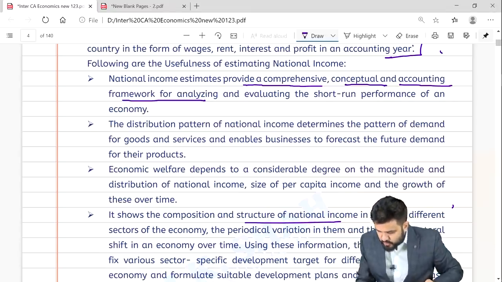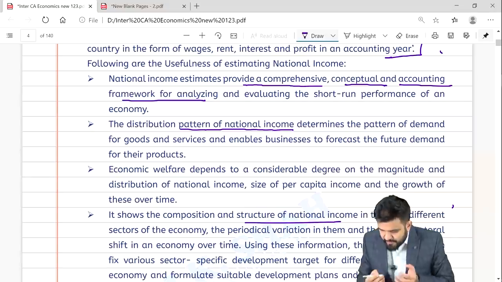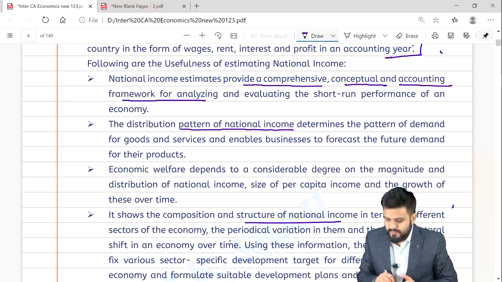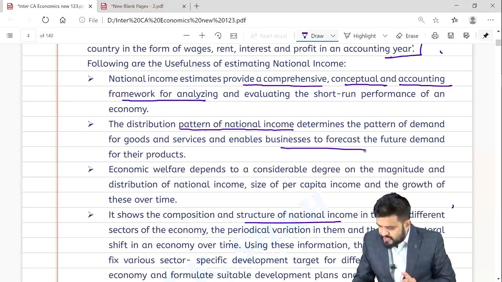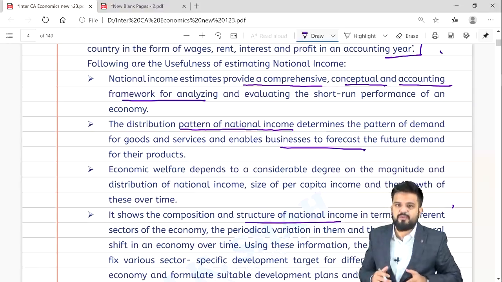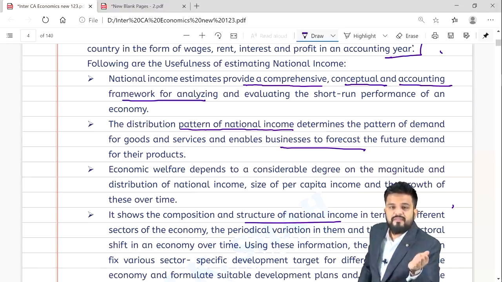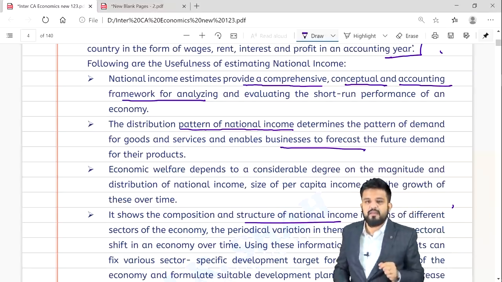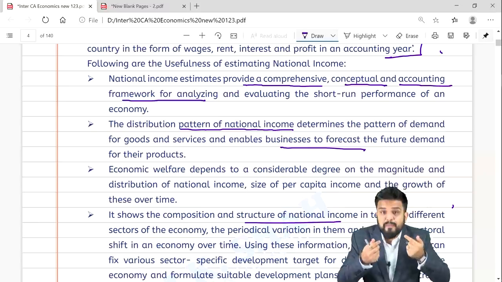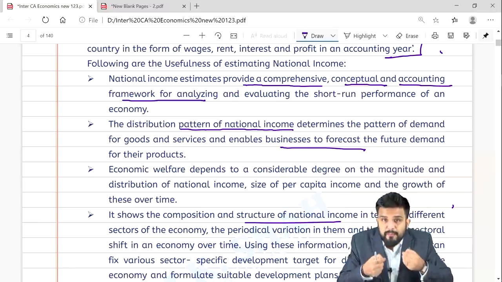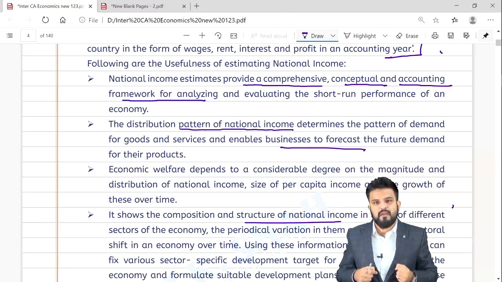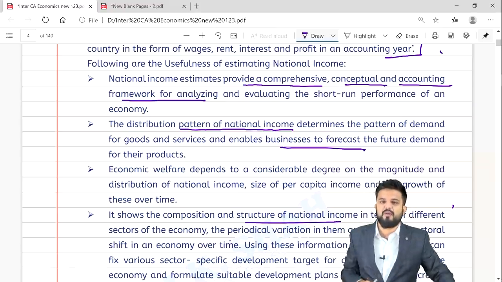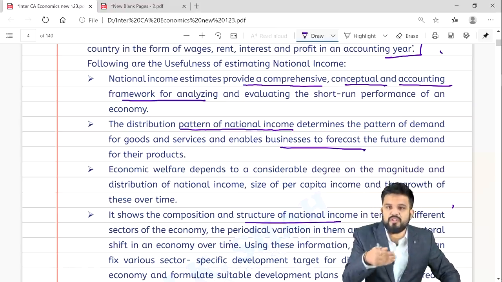Second point, the distribution pattern of national income determines the pattern of demand for goods and services and helps business to forecast future demand for its products. Like if national income is more, if GDP is more, can I say more goods and services are produced in the economy? Then only national income rises. A higher national income means people's income has increased. People have started earning more. Government has started getting more tax now. So today people are buying goods and services.